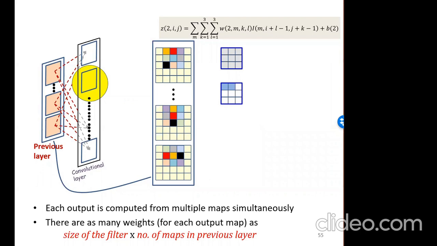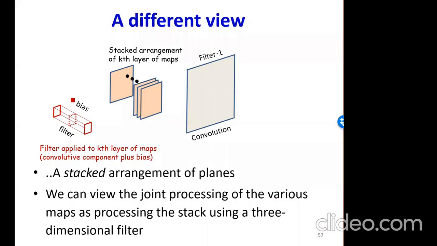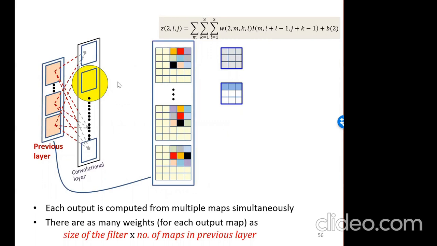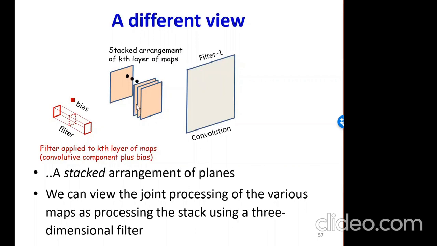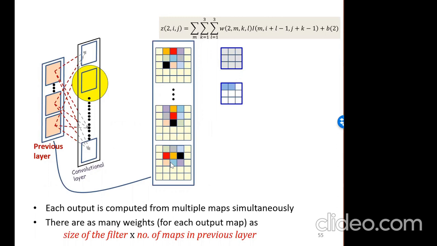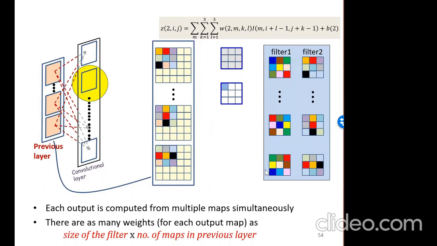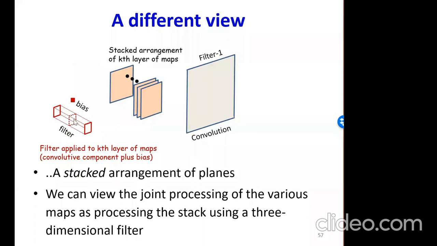So a different way to visualize this is to stack the maps one behind the other into a queue. So you have all of these maps, which are these orange ones. Instead of arranging them one on top of the other like so, I can arrange them one behind the other like so, and now it becomes a cuboidal structure. And similarly, this filter, which is a collection of these 3x3 planes, I can stack into this cuboidal structure. So I've basically taken the collection of planes and arranged them as a cube. This is the output of the previous layer. This is my filter, and each filter also has a bias.